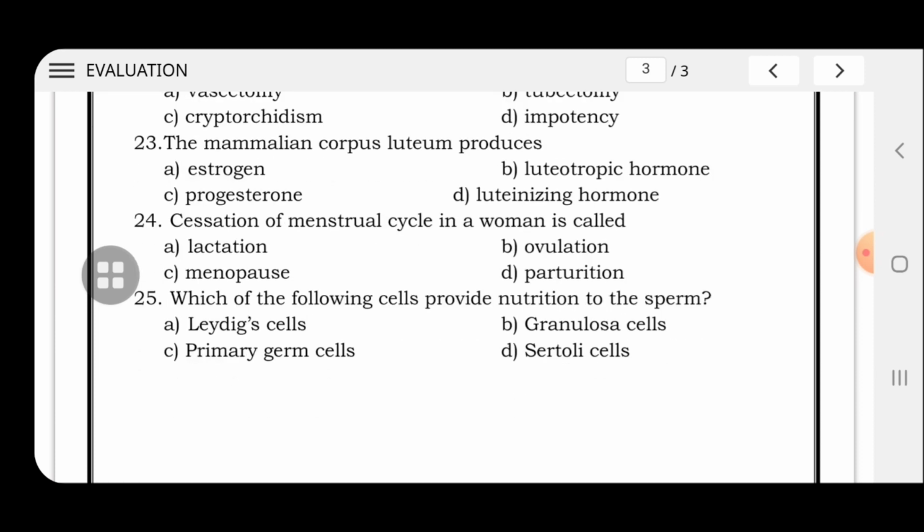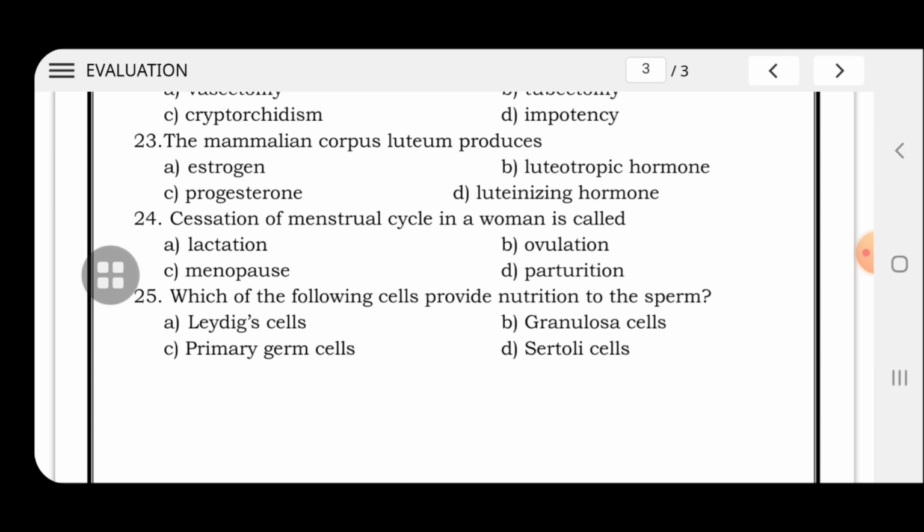Next one: the mammalian corpus luteum produces. There are four options: estrogen, progesterone, luteinizing hormone, lutein hormone. After ovulation, the emptied Graafian follicle is called the corpus luteum. The corpus luteum secretes an essential hormone called progesterone, which helps to maintain pregnancy. So here progesterone is the correct answer.